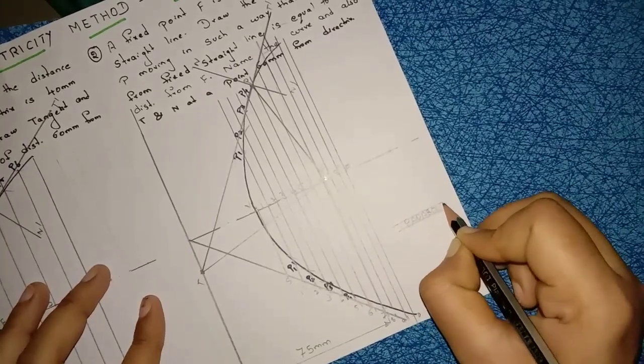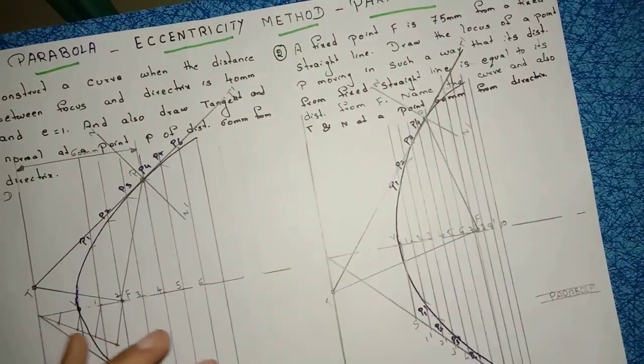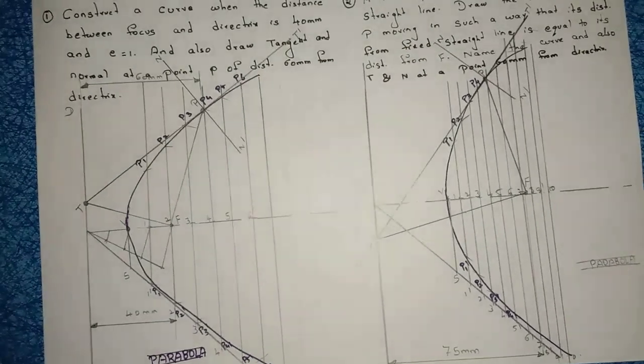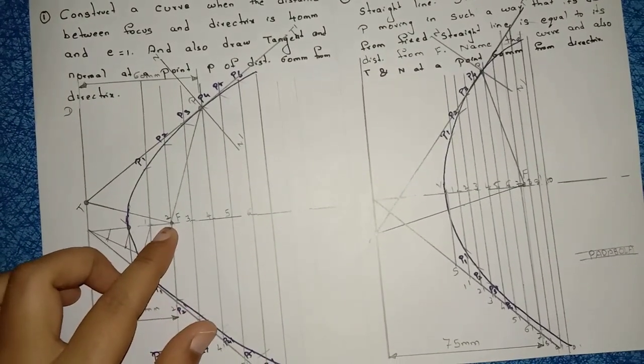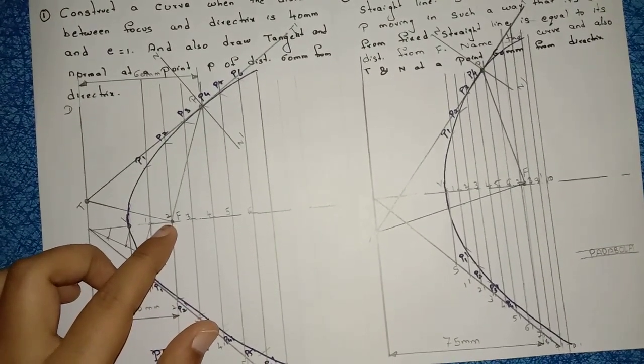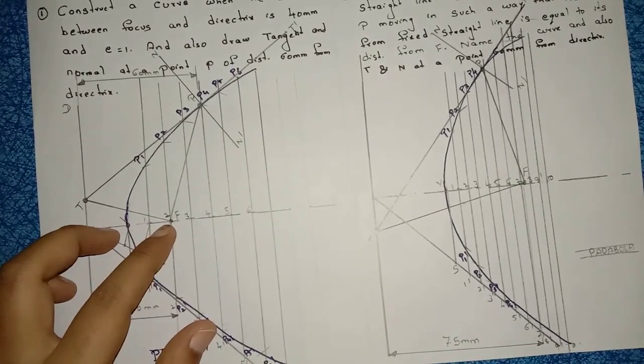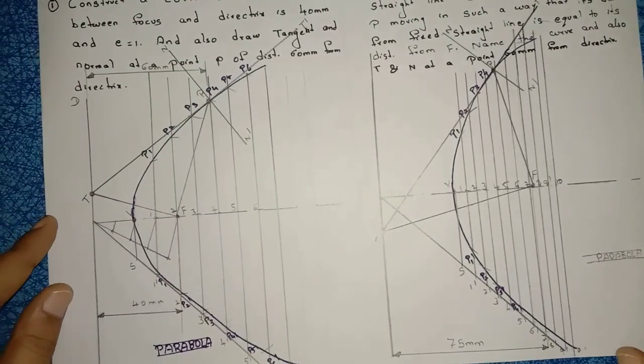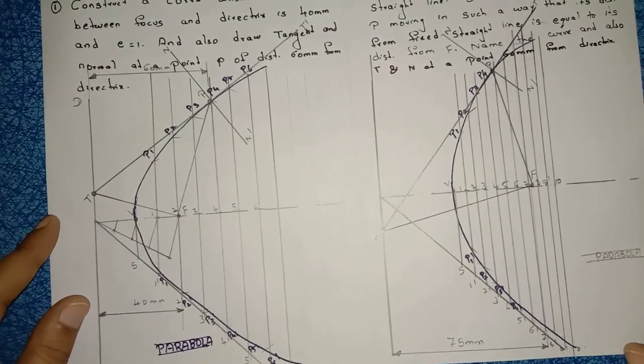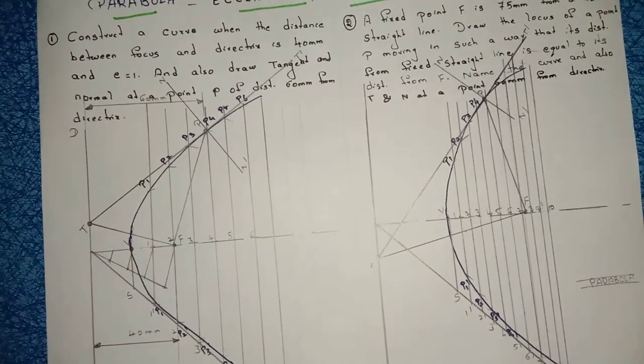If you know how to construct an ellipse, it is very easy to construct a parabola. One thing is, we are not keeping 45 degrees here because we don't need to mark V2. We have only one vertex now, so that's why we are not keeping 45 degrees. So these are the two problems of the eccentricity method in parabola.